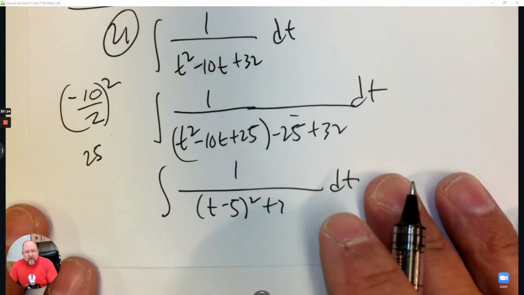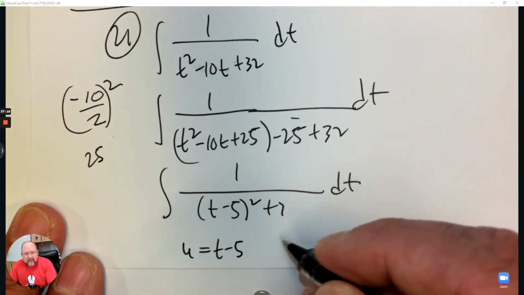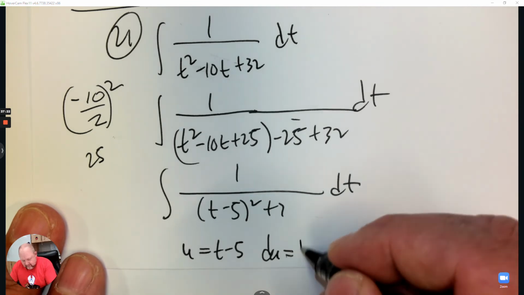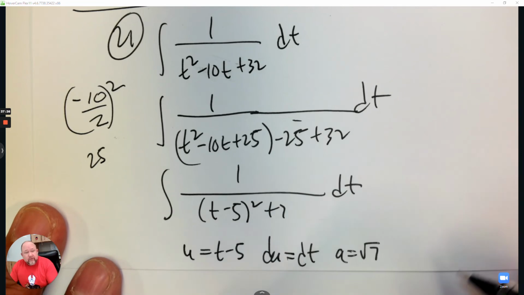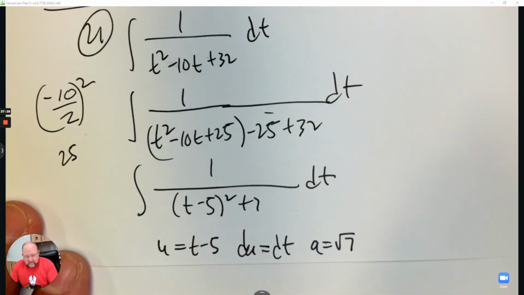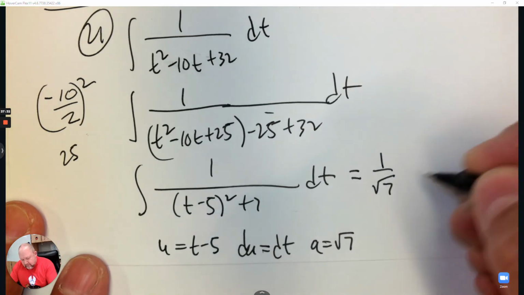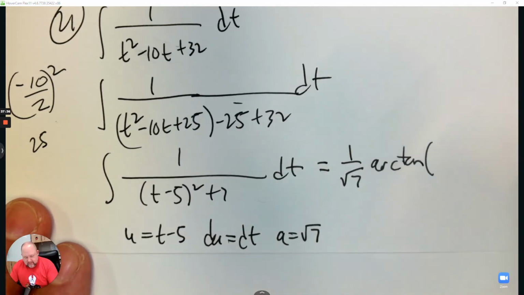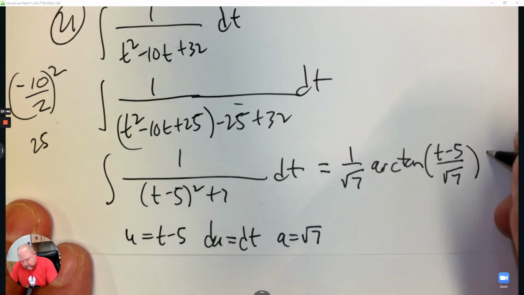And then we can get our values we need. So u is going to be t subtract 5. The derivative of u would just be 1 dt in this case. And then a is the square root of 7, which is just root 7. So for arctangent, we start with 1 over a. That's perfect. Just leave it that way. And then it's u over a plus c.